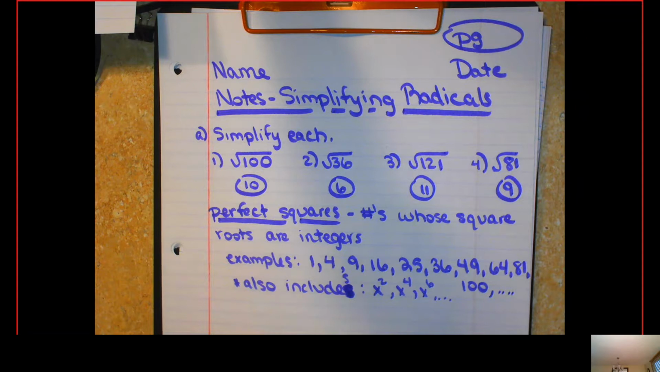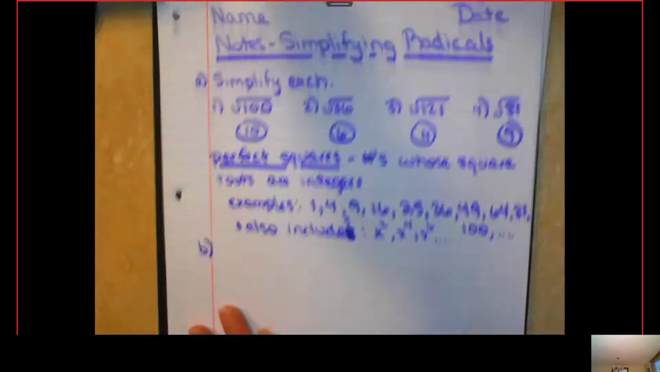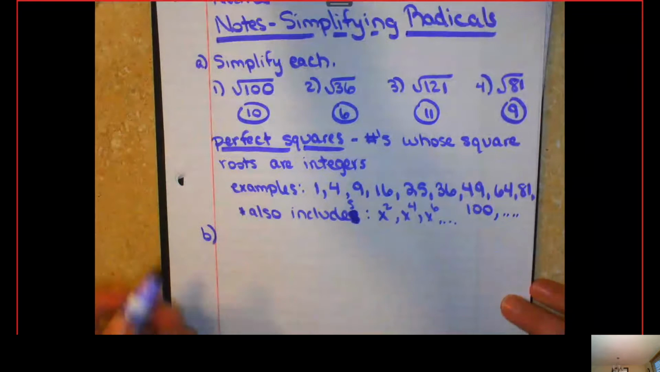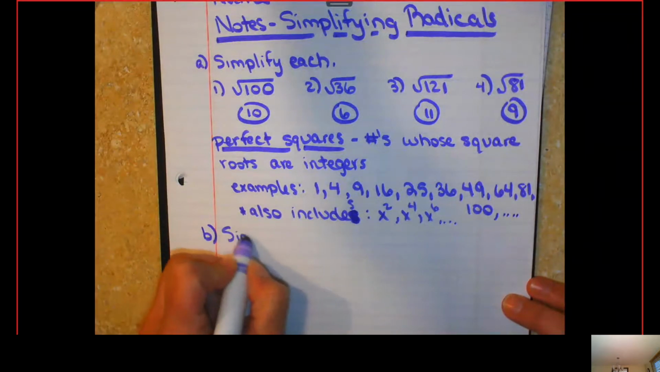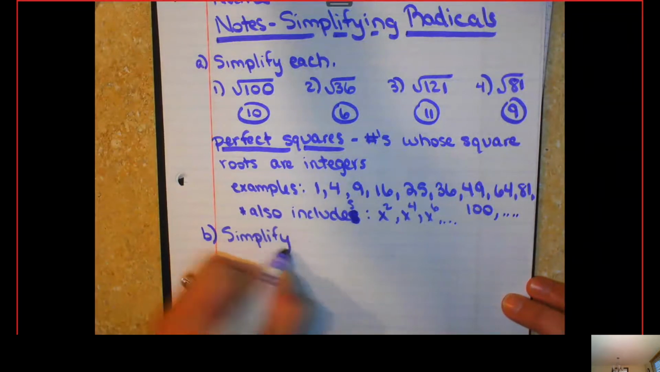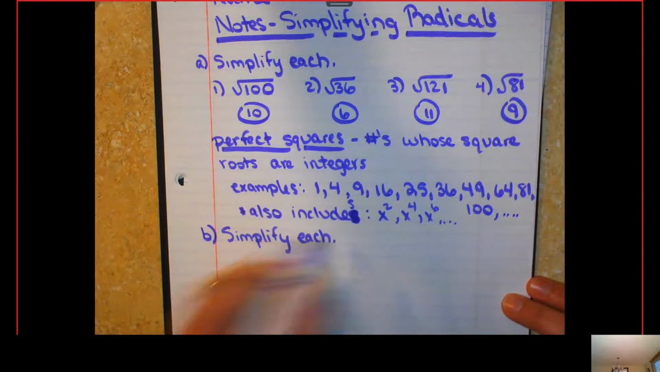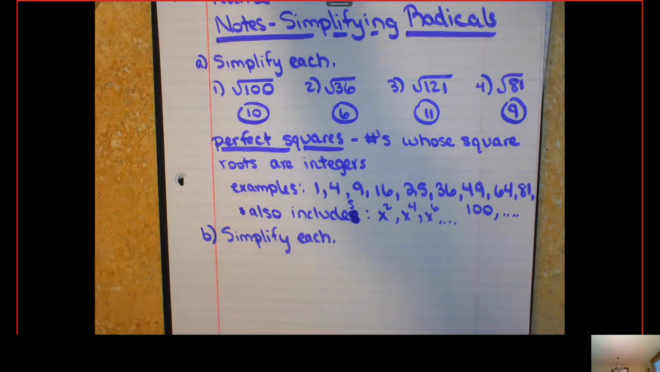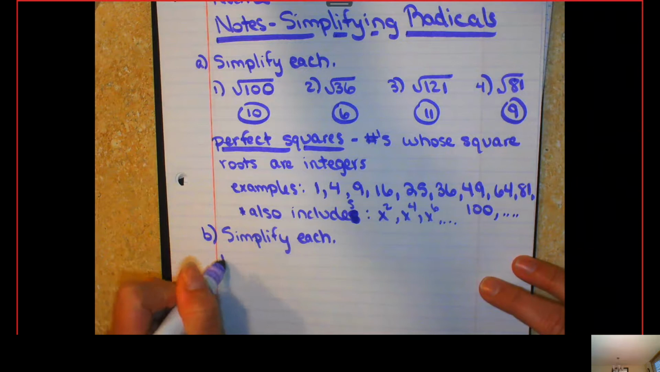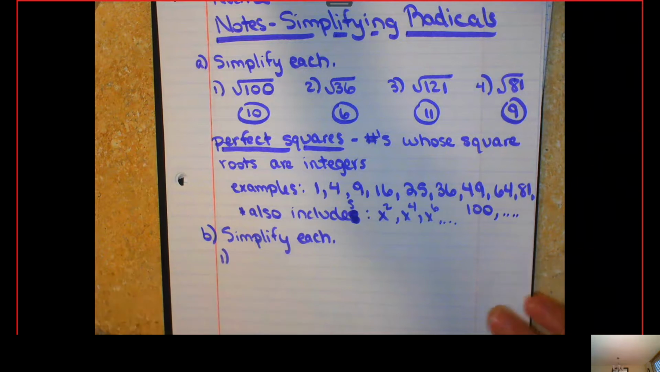We are now going to simplify radicals, and these are the numbers that we're going to be using. So we're going to start off by doing an example. So for example B, can you write the directions: simplify each. Good enough for the directions. Simplify each. So I'll start off pretty slow, and then we'll go a little bit faster as we go along. So we're going to do 5 of these.